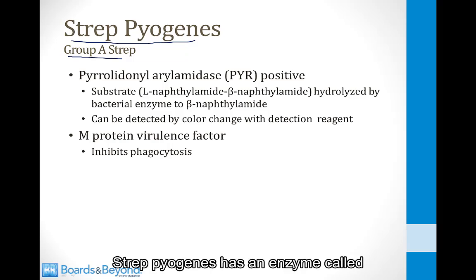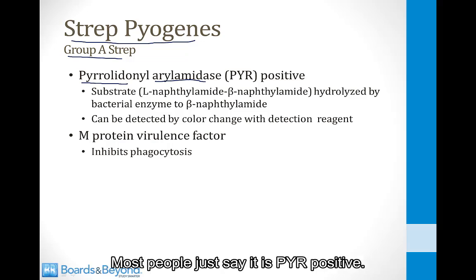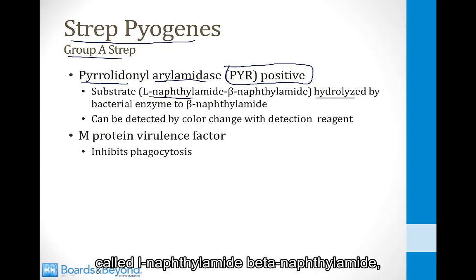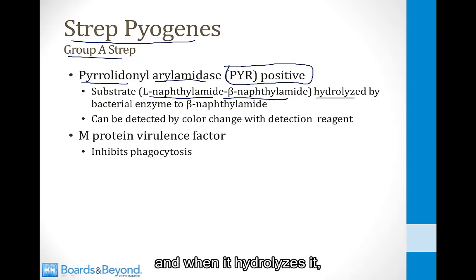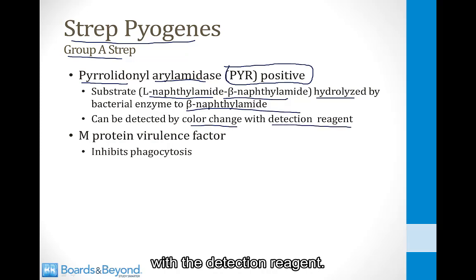Strep pyogenes has an enzyme called pyrrolidonyl arylamidase, and that's a mouthful. Most people just say it is PYR positive. This enzyme can hydrolyze a substrate called L-pyrrolidonyl beta-naphthylamide, and when it hydrolyzes it, it converts it into beta-naphthylamine, and this can be detected by a color change with a detection reagent.